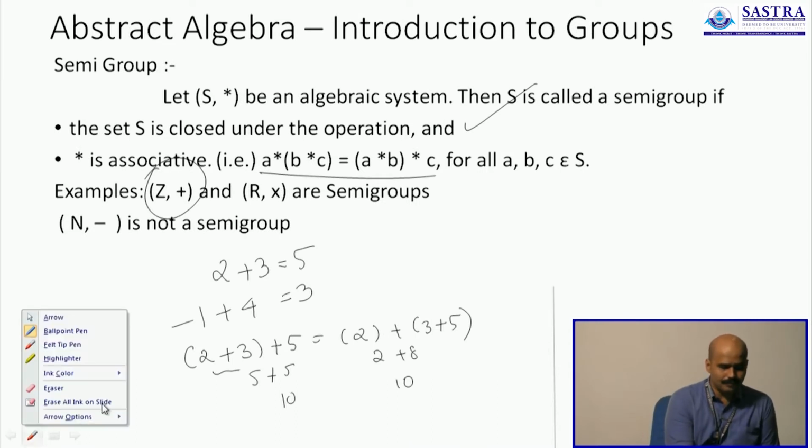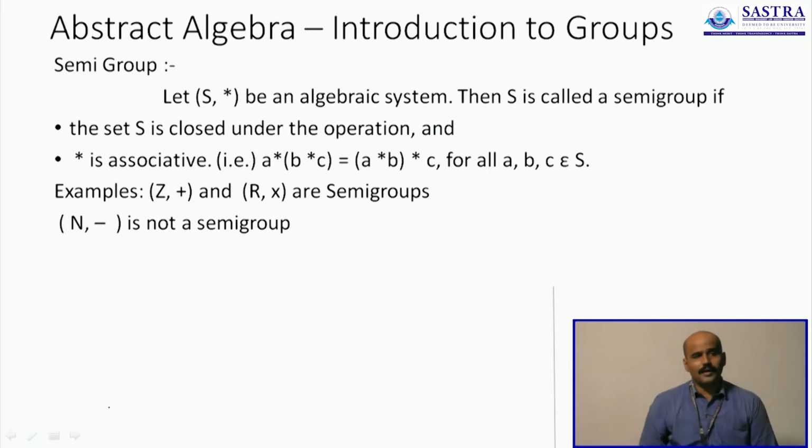Similarly, R, the set of all real numbers under multiplication, is again a semi group. Real numbers will include positive integers, negative integers, 0, rational numbers, irrational numbers, which means fractions which terminate, fractions which do not. All of them are grouped under the same roof as real numbers. I am considering all of them together and I am performing the operation of multiplication.